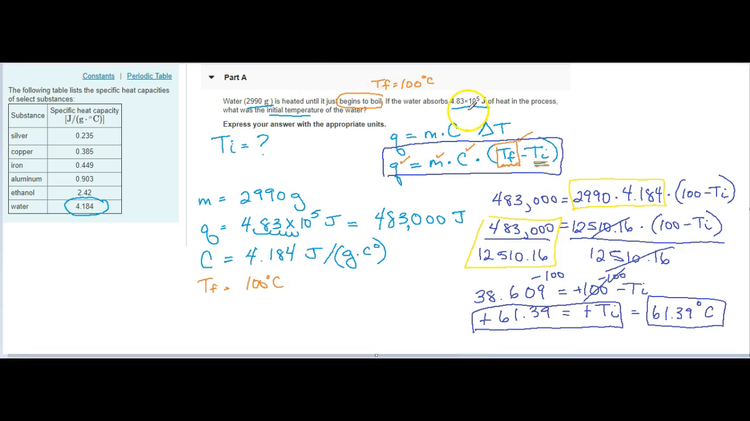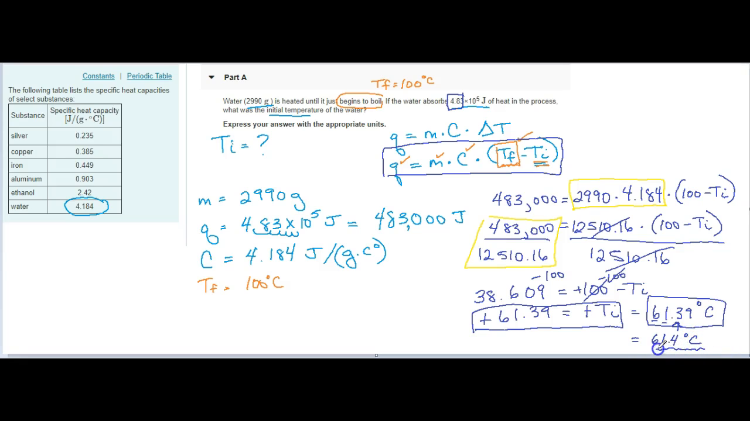Now looking at my numbers up here, 4.83 is my smallest number in terms of significant figures. So my answer should also be in 3 significant figures. So that's going to be 1, 2, 3. I have to round off this one. So my answer is going to be 61.4 degrees Celsius.